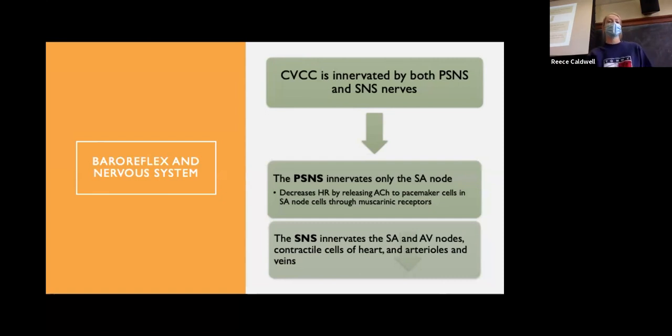It would work by innervating that SA node whenever we are in rest and digest, which would decrease our heart rate. It does that by releasing acetylcholine to the pacemaker cells in the SA node. And we know that those are those muscarinic receptors. Give y'all a second to record.